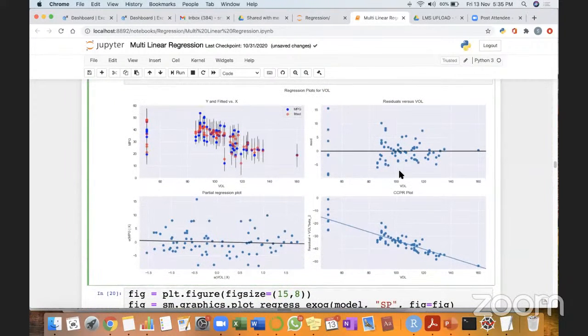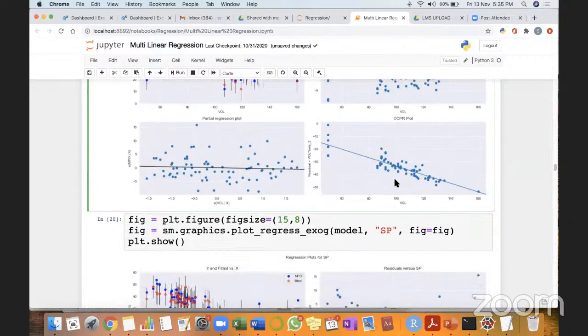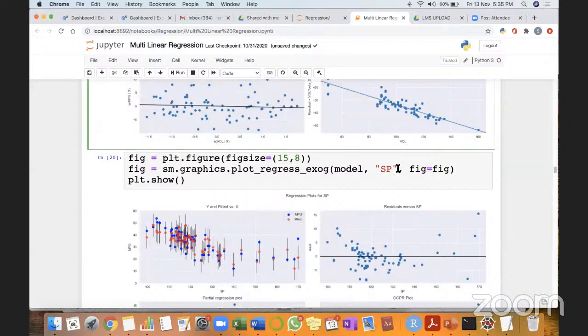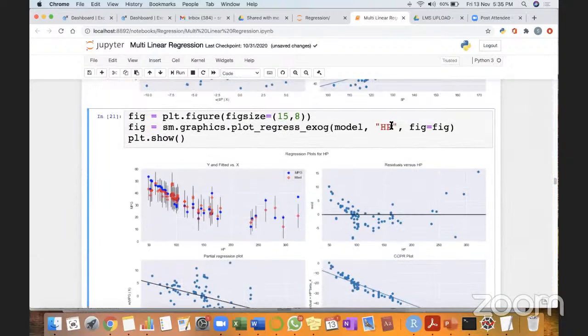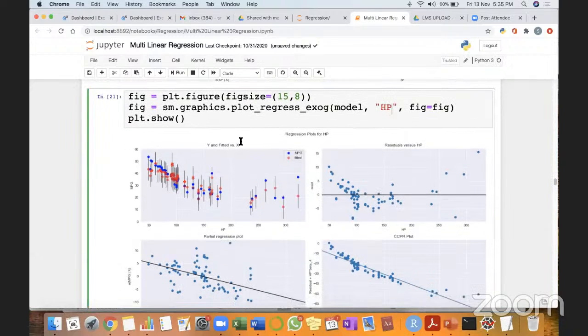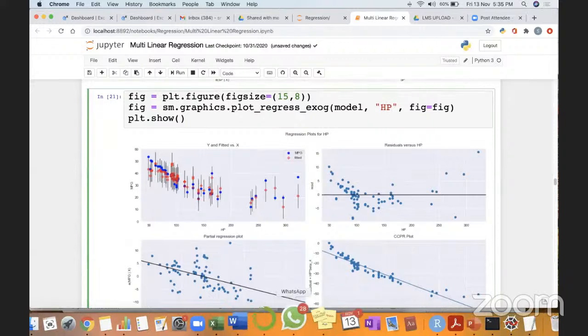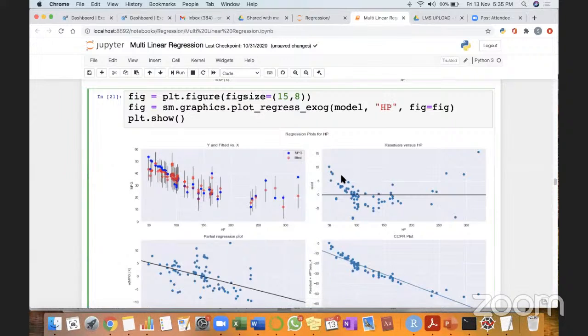If you find any patterns in this plot, then you can think of how to transform this variable, or your model is not a great model. Then like that you have to go for all the variables. Same, regressors versus SP here, and regressors versus HP you have to examine. Here you can see a clear case of a pattern. It is going down, and then it is going up.